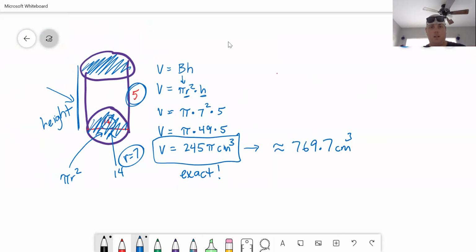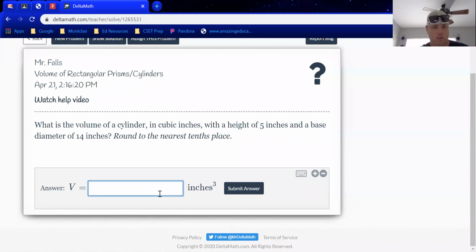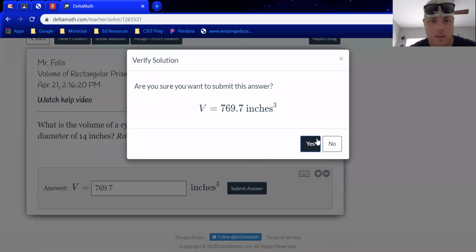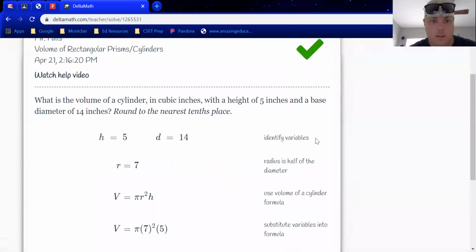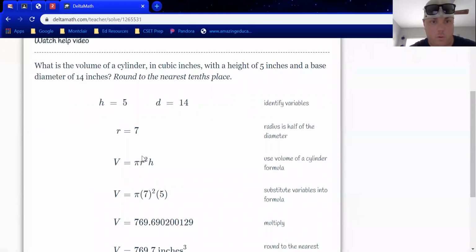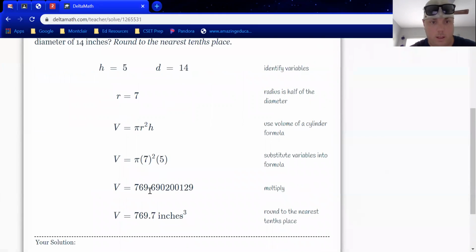So let's go back to Delta Math. Where is it? There it is. 769.7. Oh, this one was inches. I'm sorry. So you can just change that easily. So it was inches. So 769.7. Let's hit submit. Yes, looks like we did it right. So you can see that's all the work that it should look like, and that's exactly what I showed you.